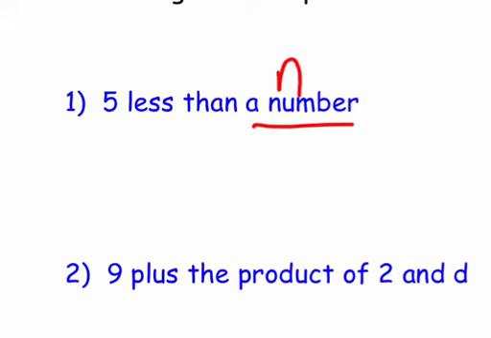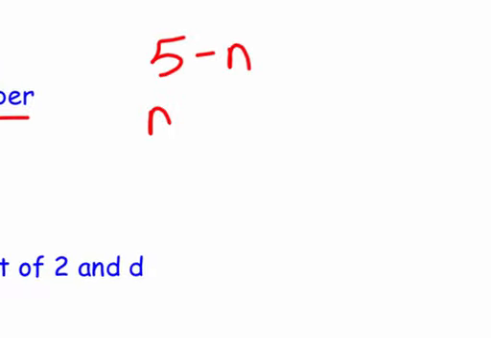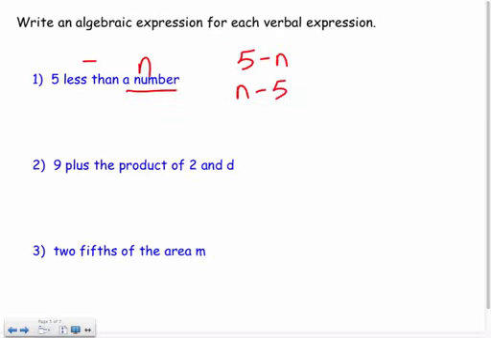So 5 less than a number. Well, less than, I'm thinking subtraction, right? I'm thinking a minus sign. So now I got to think, is it 5 minus n, or is it n minus 5? Well, I'm taking 5 less than that number. So let's say the number is 12. Well, 5 less than 12 is 7, isn't it? So think about this. Would my 12 go here, or would my 12 go there? I would think this way, right? So whenever it's less than, they kind of get switched around, don't they?